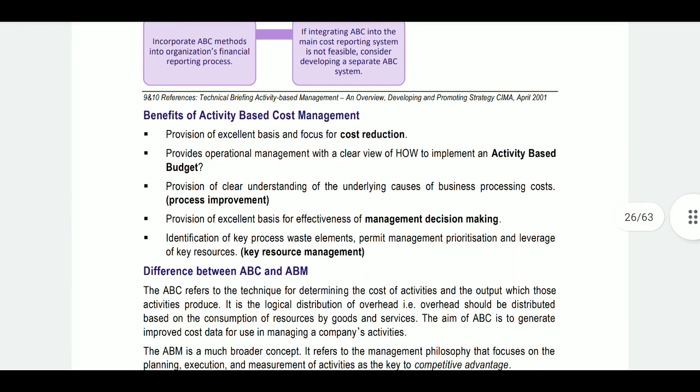And what is the benefit of activity based cost management? It provides an excellent base and focus on cost reduction. It will provide operational management a clear view of how to implement the activity based budget, and a clear understanding of business process cost, that is, process improvement. Next, an excellent base for effectiveness of management decision making. Next, key resources of management.